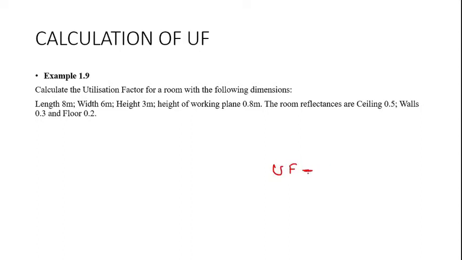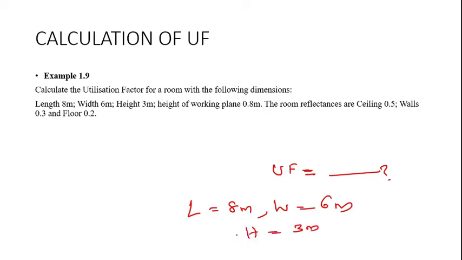The example problem is to calculate the utilization factor for a room with the following dimensions, which are given in the problem itself. The length of the room is 8 meter, width of the room is 6 meter, and height of the room is 3 meter. With this data alone, we cannot do anything. But in addition, we have another important data: height of working plane is 0.8 meter.